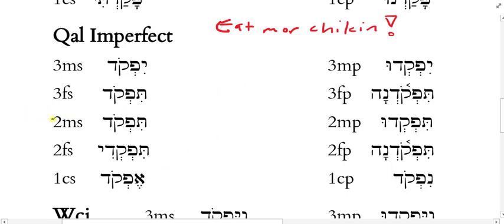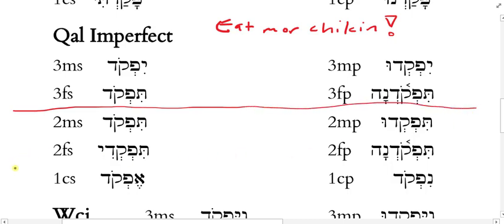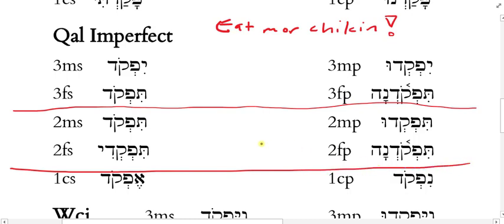And we're going to go ahead and just take our line and divide it into these portions here, okay? And I want you to notice then that it's the third person forms that are, for the most part, going to be our jussives. The second person forms are addressing yous, so those are imperative. And the first person forms are cohortative.